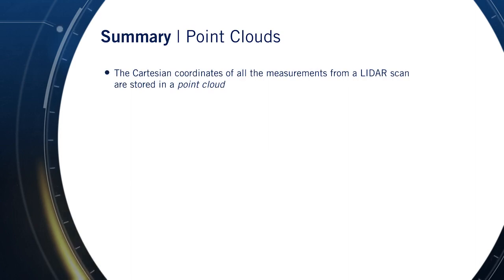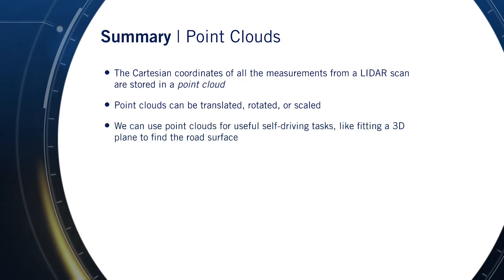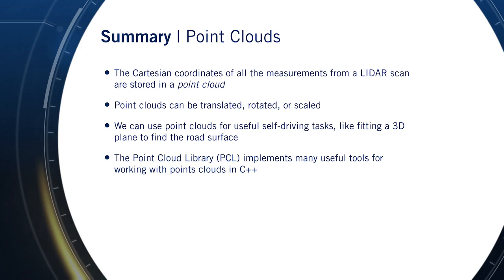So to recap, we've seen that point clouds are a way of capturing all of the measurements from a LIDAR scan, and they are often stored as a big matrix. We saw how we can use linear algebra to do useful operations on point clouds, like translating, rotating, and scaling. And we also saw how we can use the least squares algorithm to fit a 3D plane to a point cloud to find the road surface. The Point Cloud Library, or PCL, implements a bunch of useful tools for working with point clouds in C++. One of the most useful algorithms in PCL is called the Iterative Closest Point Algorithm, or ICP, which is a common method for estimating the motion of a self-driving car using two LIDAR point clouds. We'll talk about how ICP works in the next video.